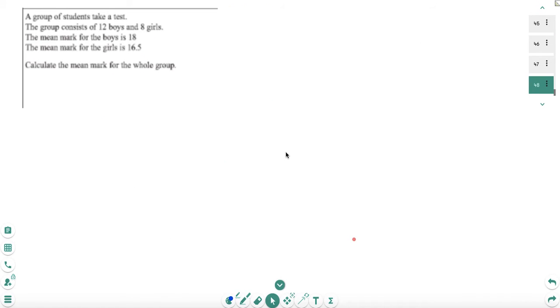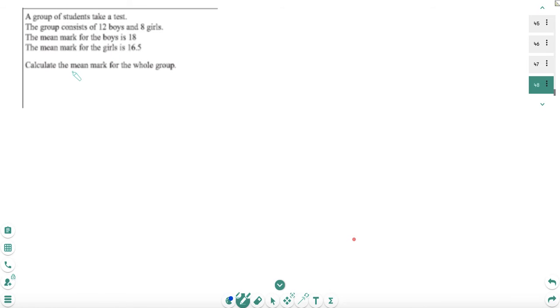Next question. A group of students take a test. The group consists of 12 boys and 8 girls. The mean mark for the boys is 18. The mean mark for the girls is 16.5. Calculate the mean mark for the whole group. So we want to find the mean score of the whole group, including boys and girls.